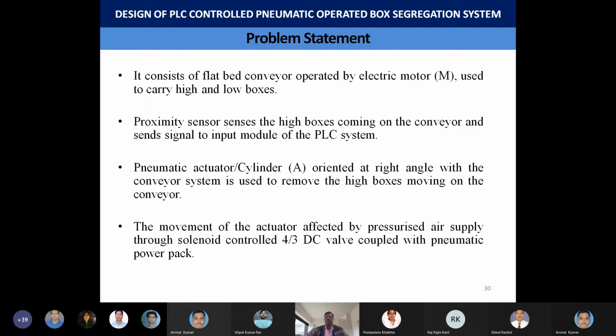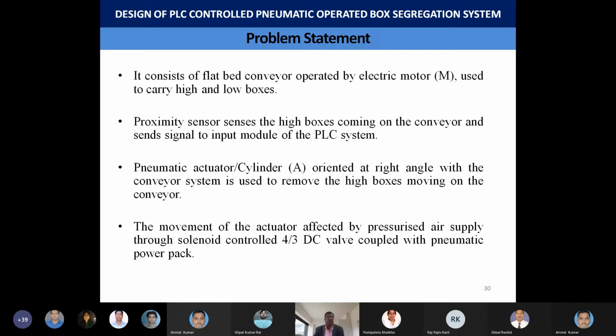Consider any packaging industry or bottling plant which packs boxes, and the boxes are of different sizes. The different sizes of boxes come on the conveyor, but when they need to be segregated, we need to segregate them based on the size of the box, for which automatic PLC controlled systems are built.